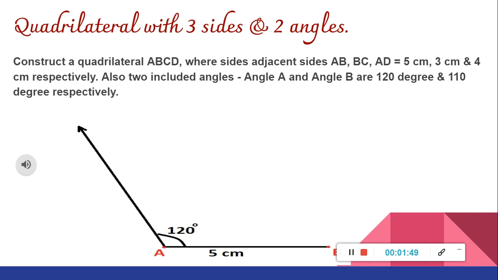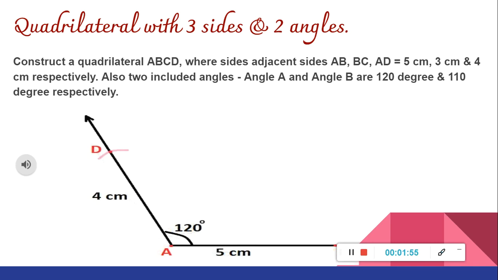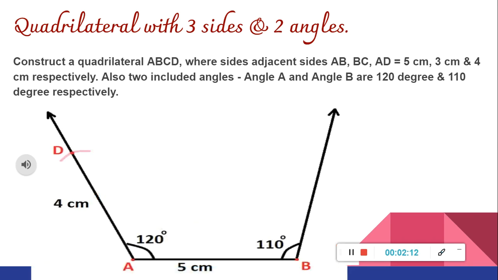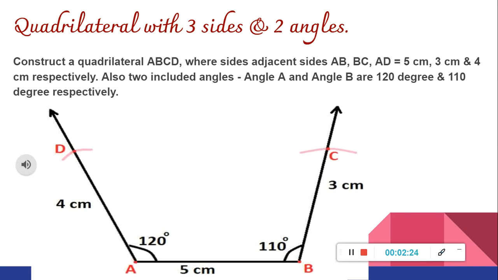Now third step, use a compass and, with a 4 centimeter radius and A as center, draw an arc which cuts the arm of the 120 degree angle, and mark the point of intersection as point D. Next, again using a protractor, draw an angle of 110 degrees at vertex B. The next step, again using a compass with 3 centimeter radius and B as center, draw an arc which cuts the arm of the 110 degree angle, and mark the point of intersection as point C.